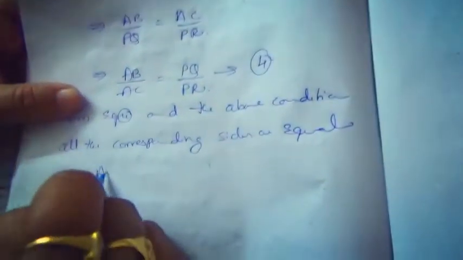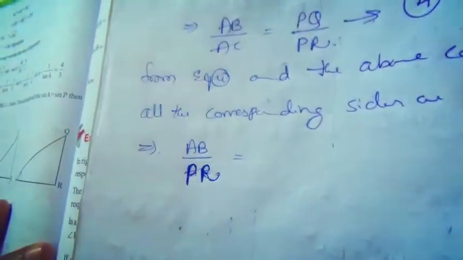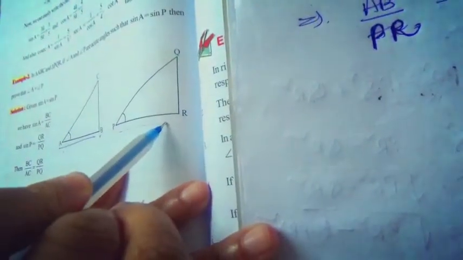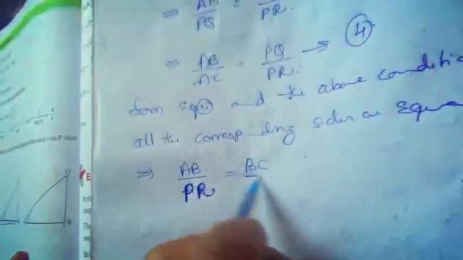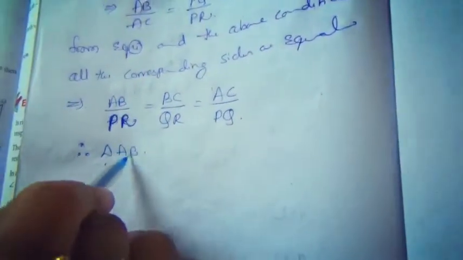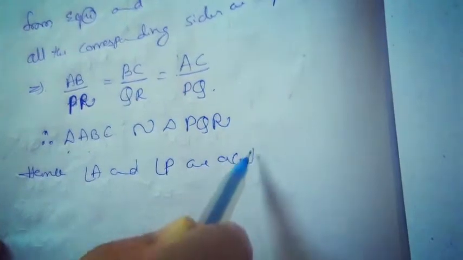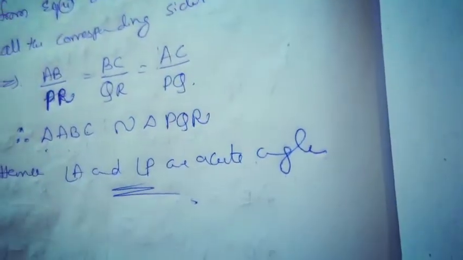That implies AB by PR, look here, corresponding sides are equal, no? AB by PR is equal to BC by QR, and BC by QR is equal to AC by PQ. So therefore triangle ABC is similar to triangle PQR. Hence angle A and angle P are acute angles. That's it. Okay, here we finished this.